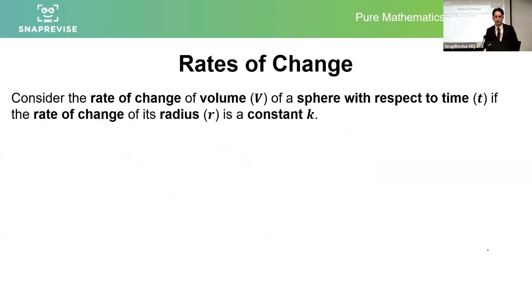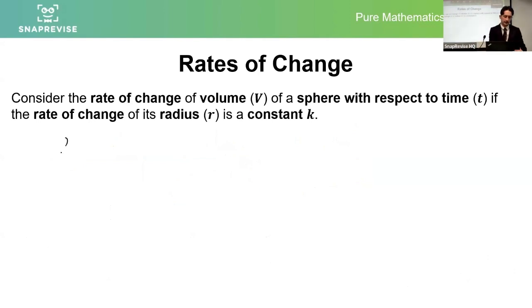So consider the rate of change of volume, v, of a sphere with respect to time if the rate of change of its radius is a constant k. Now, sometimes in the exams, it will be like someone blowing up a balloon and you're looking at how the radius changes. How does the whole volume change? How does the surface area change? So there's lots of things to tie together.